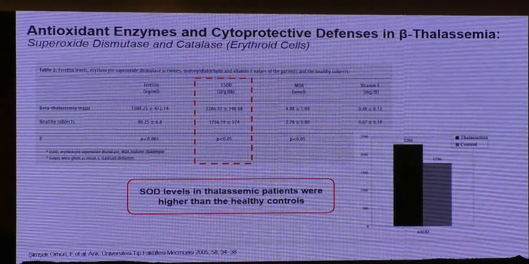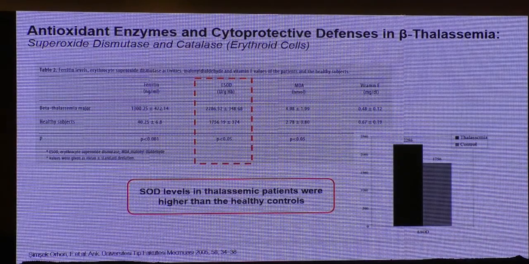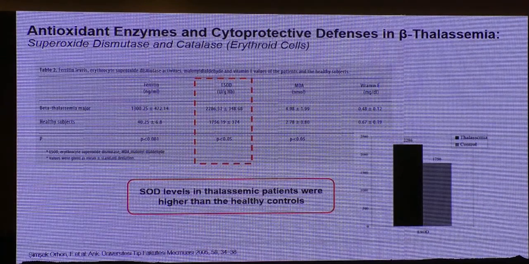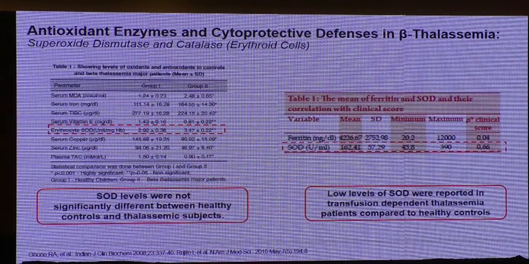Several studies also looked at this in patients. They looked at superoxide dismutase levels and catalase levels in thalassemia patients. For example, this study conducted on transfusion-dependent patients found that SOD levels in thalassemic patients were higher compared to healthy controls. And the study on the left side showed a different story.